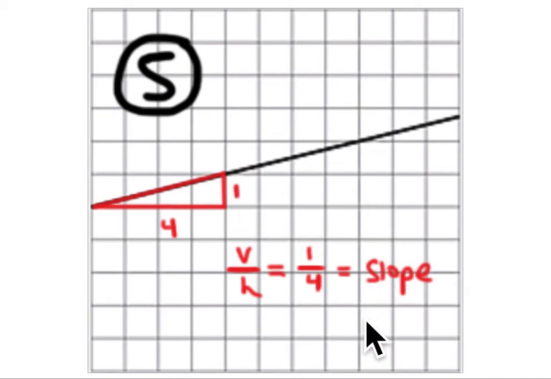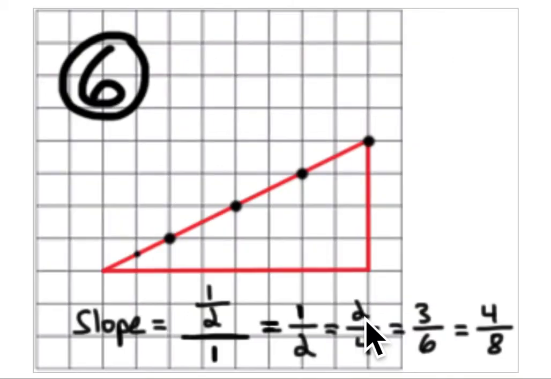Slope of 1/4. And the last one that's not drawn for you, that you have to draw, is a slope of 1/2. So for every unit that I move into the hill, I move up 1/2 of a unit. So that's not a very steep slope either.